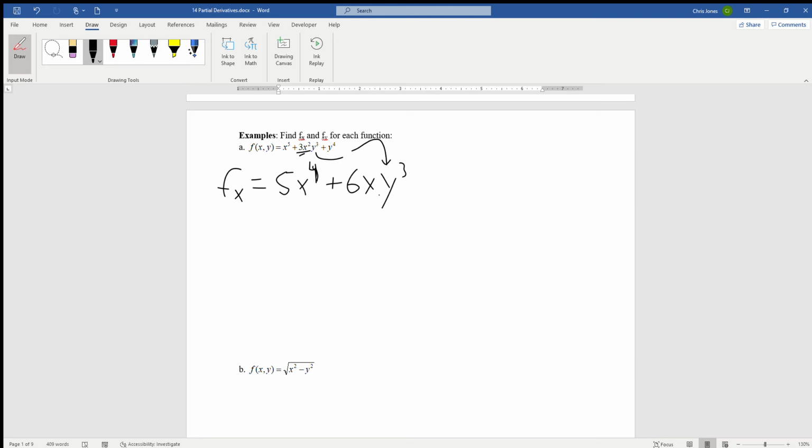The derivative of y to the fourth, now think of that as like a 5 to the fourth, and the derivative of 5 to the fourth is 0 because it's a constant.